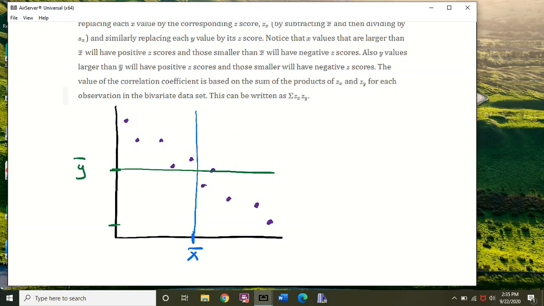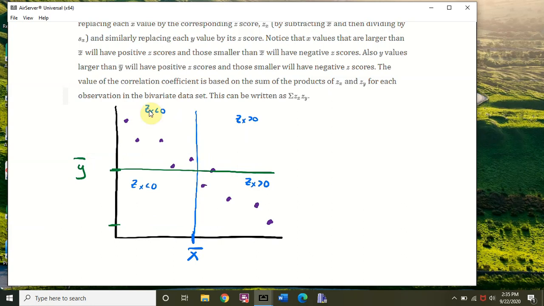Okay, so up above, let's talk about x. To the right of x bar, these are z-scores that are positive. So here I would have the z-score for x greater than 0. Here I would have a z-score for x greater than 0. To the left of x bar, these are below the average x. These are going to have negative z-scores for x. So the z-score for x is negative in this region, as it would be over here.